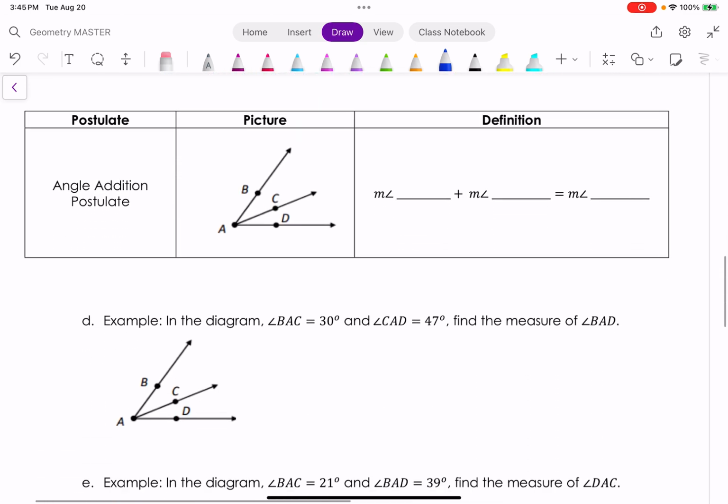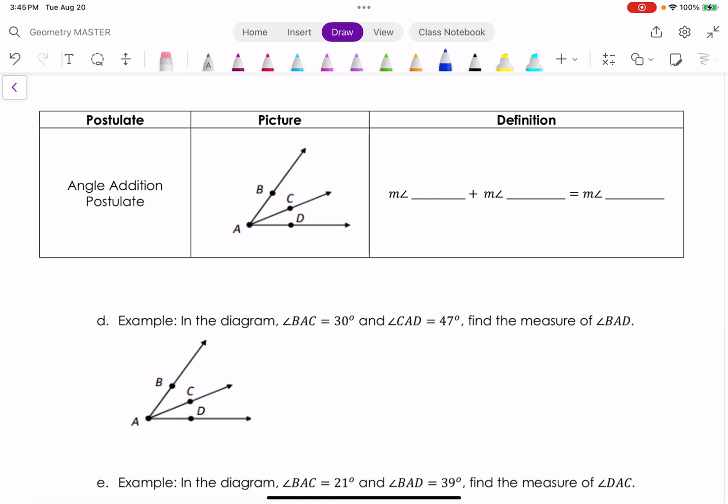Now we're going to come over here and look at the angle addition postulate. This is what's going to help us do all of our math for this. This is the important stuff. So the angle addition postulate says basically that this angle, which is BAC, plus this angle, which is CAD, equals the whole angle, which is BAD.